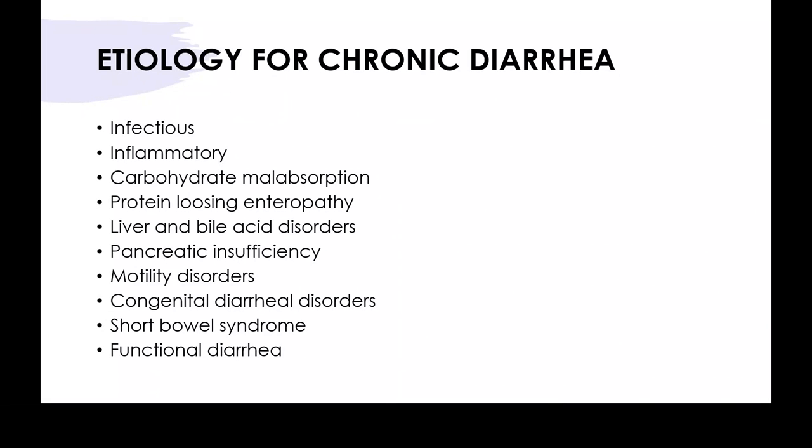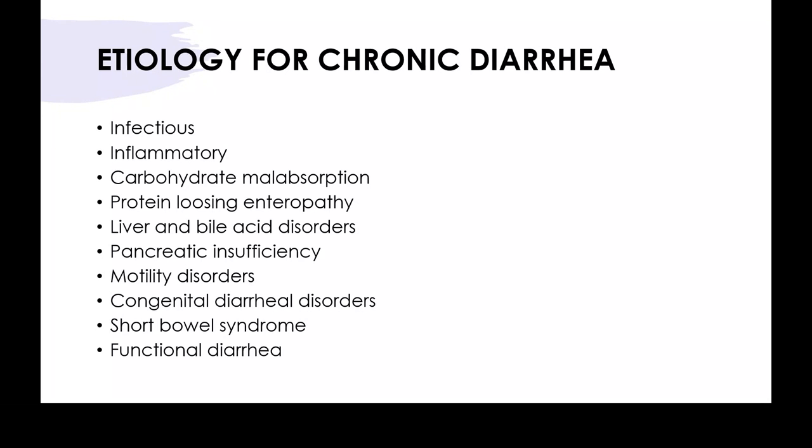As I said earlier, for the etiology of chronic diarrhea, there is a big number of causes. There is a big list, more than 100 etiological agents or conditions found for chronic diarrhea. But we can classify them into various categories: infectious, inflammatory, carbohydrate malabsorption, protein losing enteropathy, liver and bile acid disorders, pancreatic insufficiency, motility disorders, congenital diarrheal disorders, short bowel syndrome, and functional diarrhea. These are the main categories of etiological groups of chronic diarrhea.